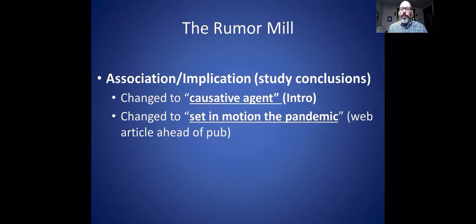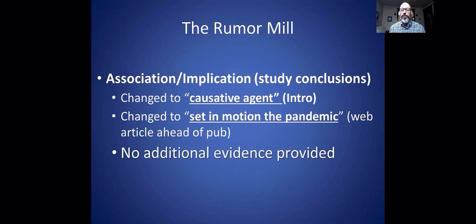So just to summarize the whole rumor mill thing, we have the papers that actually did the studies, and they claim that there's an association or an implication of the virus in the illness, far from any declarative statement about causation. Then in the third paper, it was changed to causative agent, and then it was changed to set in motion the pandemic. So stronger and stronger statements. And no evidence was provided at all to back up those statements. Just flat out lies.